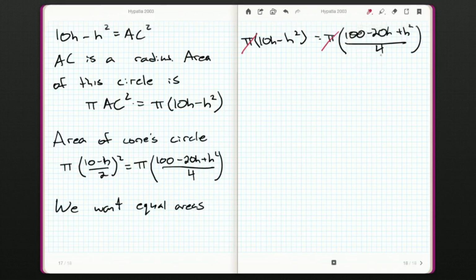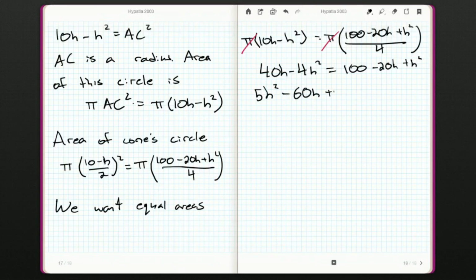And we can multiply through by this 4, bring them over to the other side. We'll get 40h minus 4h squared is the same as 100 minus 20h plus h squared. Okay? And now if we rearrange these things, if we group the h squareds and the h's together, we're going to get ourselves a quadratic equation. We'll have 5h squared minus 60h plus 100 is equal to 0.